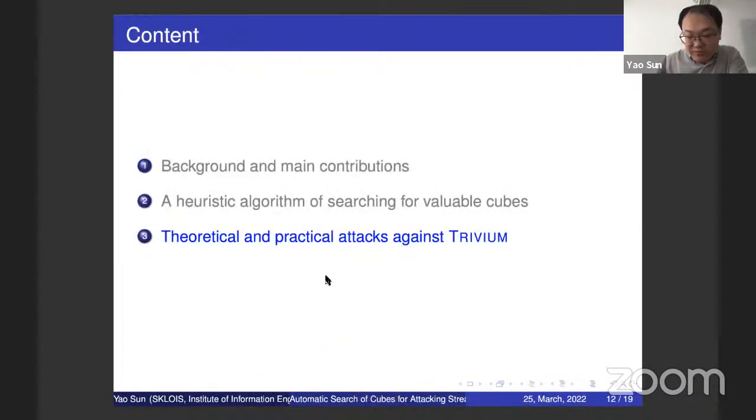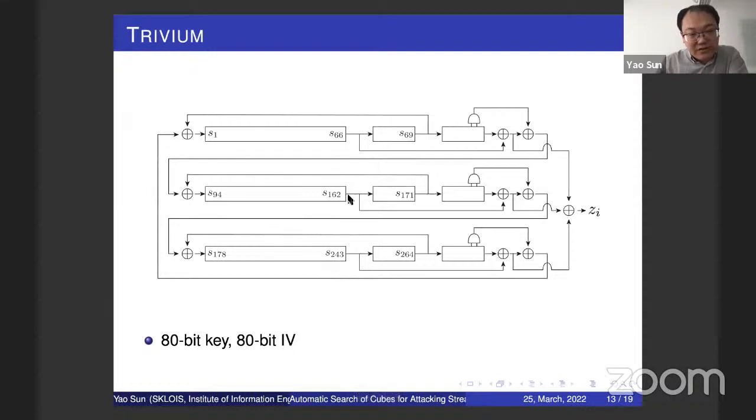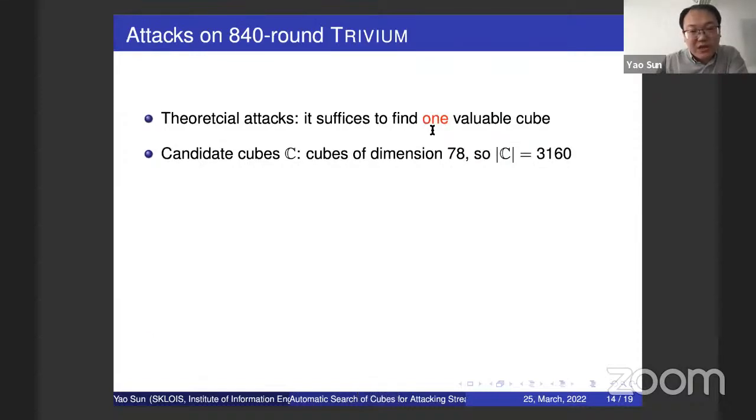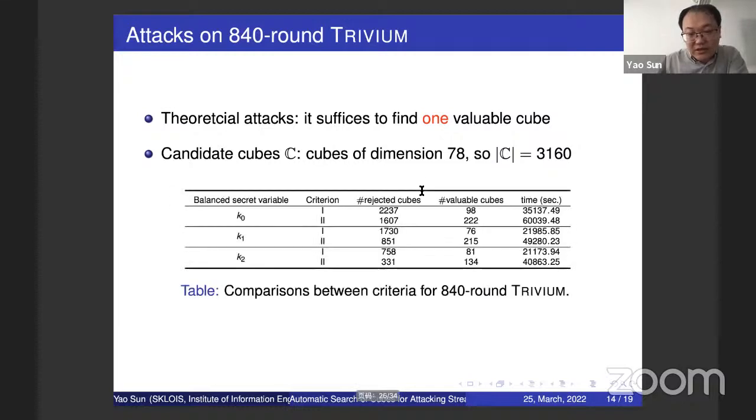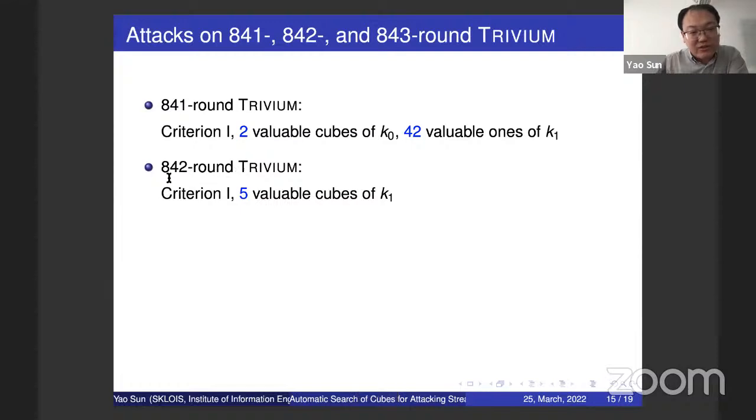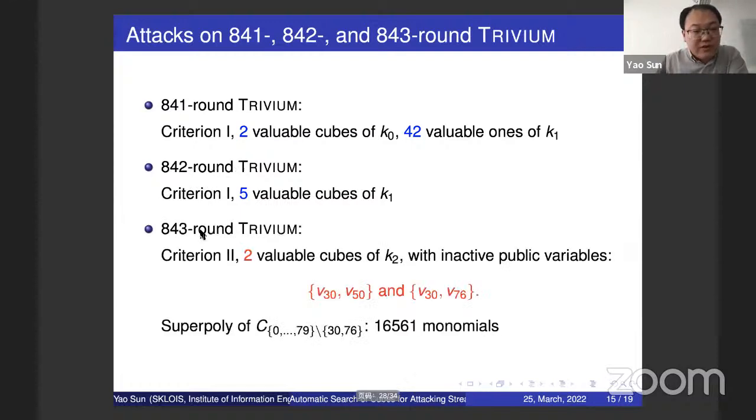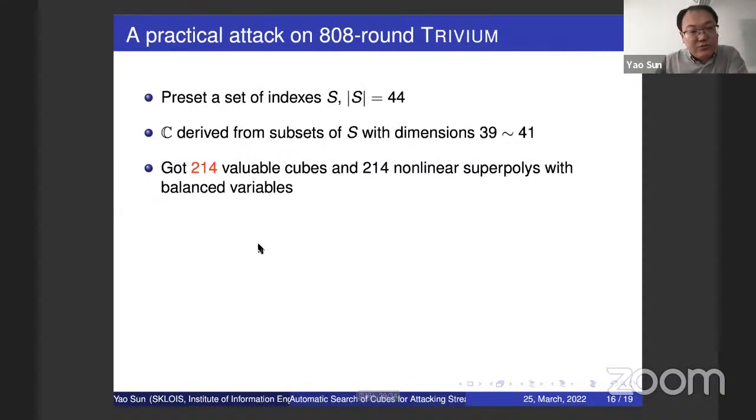At last, let's see some applications. To provide a theoretical attack against the round-reduced Trivium, it suffices to find one valuable cube with dimension no bigger than 78. And we have found many valuable cubes for 840, 841, 842 round Trivium. And we also found two valuable cubes for 843 round Trivium, which leads to a theoretical attack.